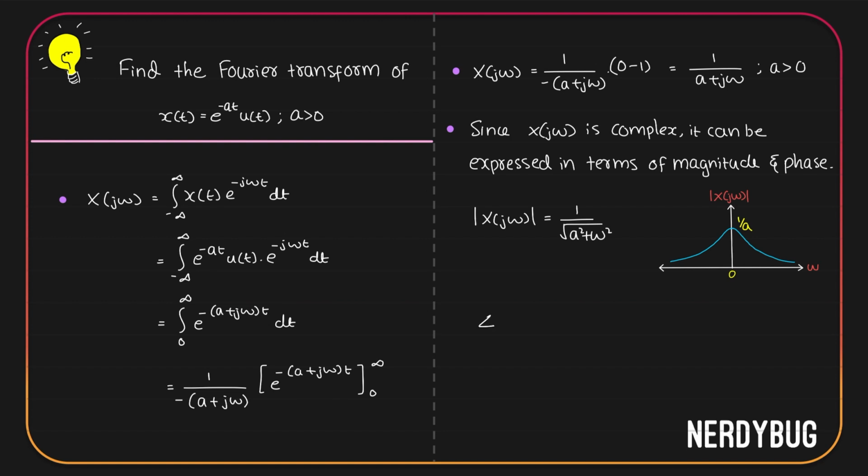We also have to show the phase of x of j omega. Phase of a plus j omega will be tan inverse of omega by a. That is tan inverse of imaginary part divided by real part. But if we want the phase of 1 by a plus j omega, it will be negative of tan inverse of omega by a. So over here, we want the phase of 1 by a plus j omega. It is minus tan inverse of omega by a. On a graph, it will look like this.